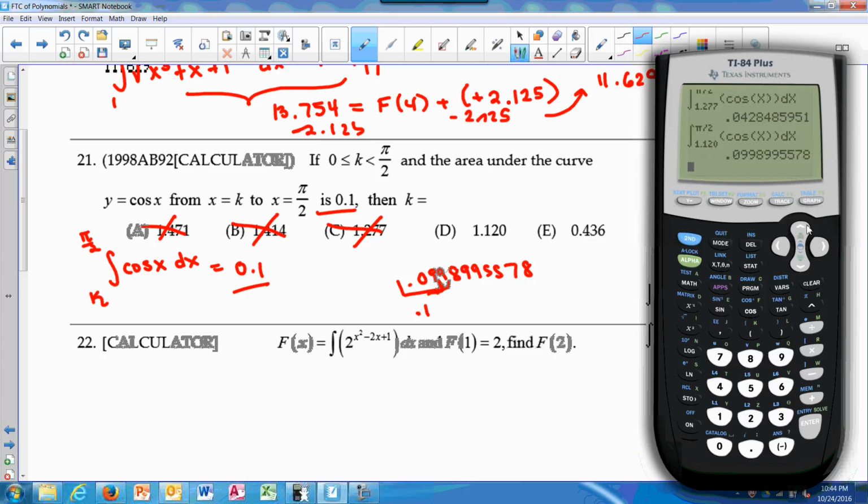But if I want to be sure, I can try the last term. Copy, go to the left, highlight, clear that one spot, 0.436, and I'm way off again. So this is the number that gets me the closest to 0.1.